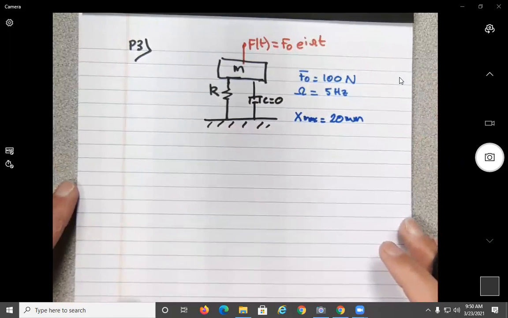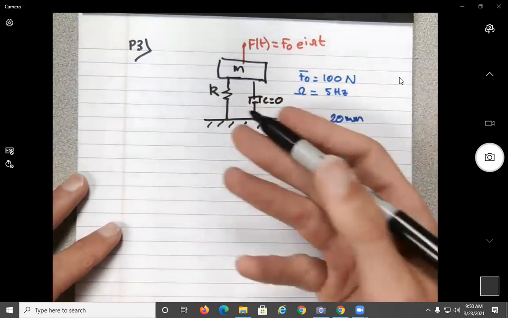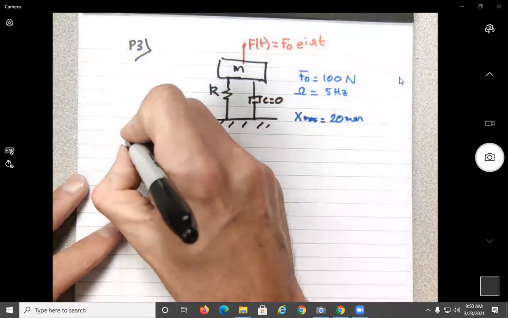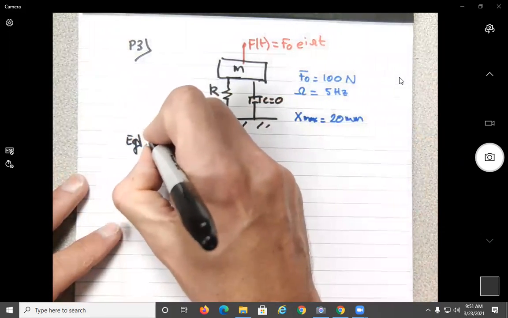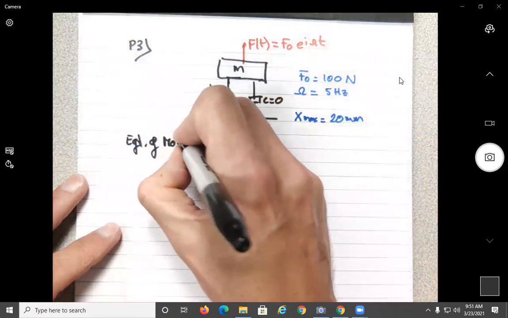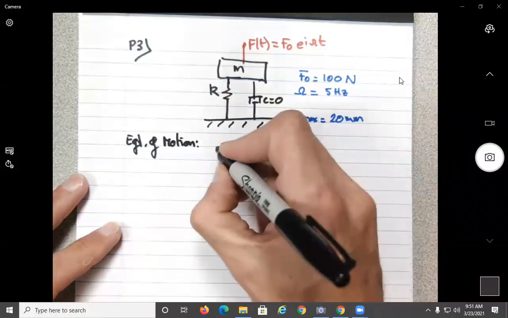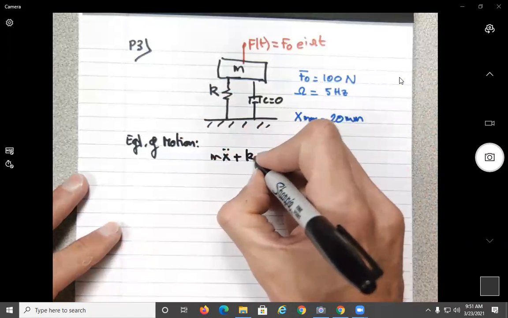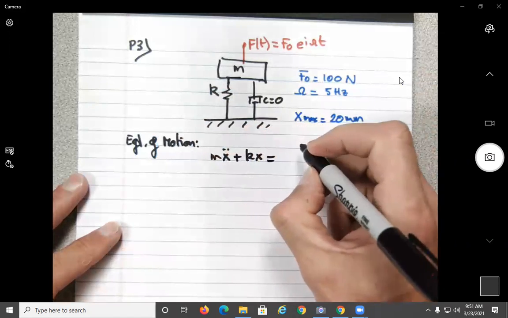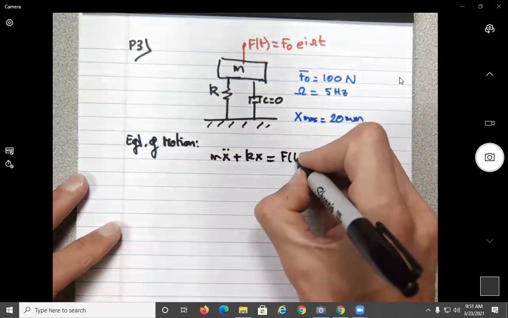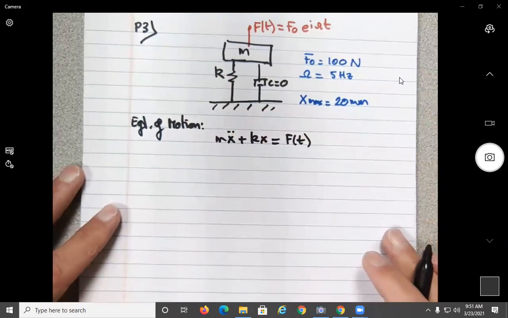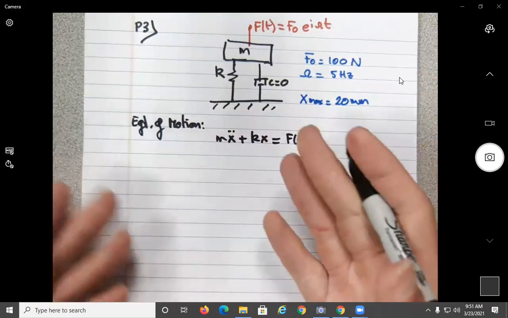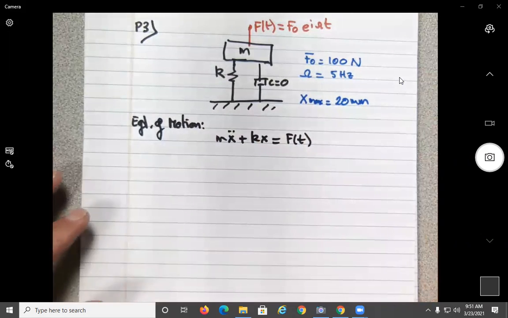What I would write here is the general form of the equation of motion for the above system. You don't need to derive it, you have done it too many times. It will be of the form m x double dot plus k x equal to F of t, no?